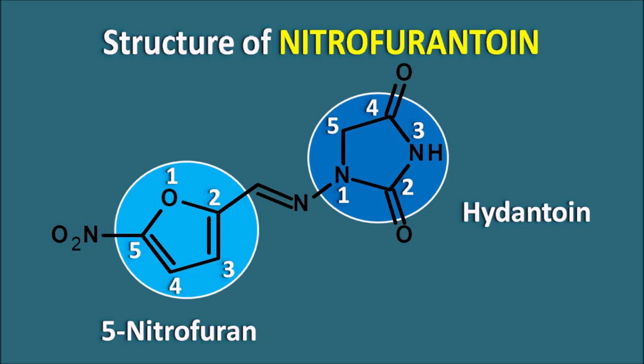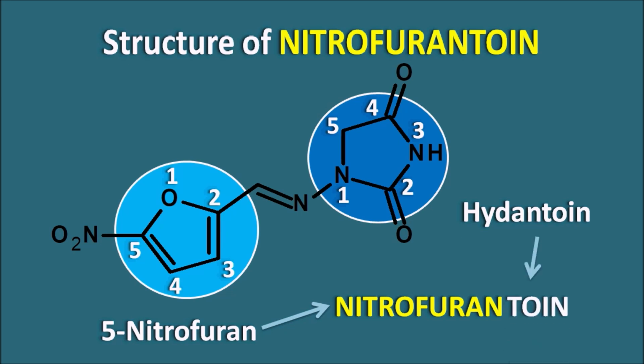And the name can also be derived from these two moieties. The nitrofuran gives the prefix nitrofuran, and from the hydantoin we can take the suffix toin, or rather the entoin. So nitrofurantoin is a 5-nitrofuran containing hydantoin, and it acts as an antibacterial in the treatment of urinary tract infections.